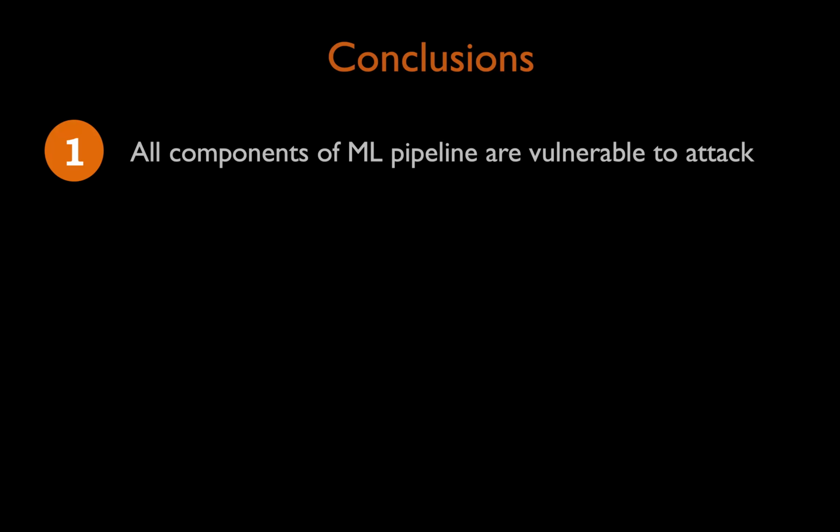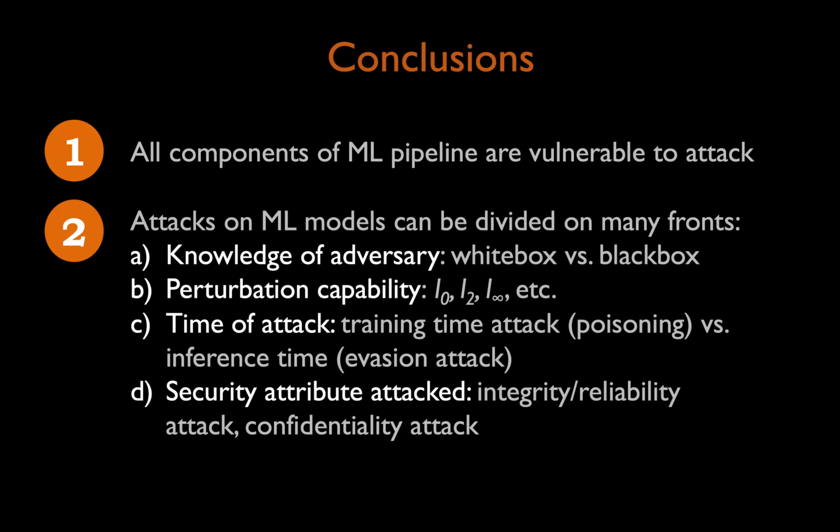So let me now conclude this presentation on the taxonomy of attacks on machine learning and deep neural network models. We saw that all components of the machine learning pipeline are vulnerable to attack. We also saw that the attacks on ML models can be divided on many fronts. So we can divide according to the knowledge of the adversary. The adversary may be white box or black box. We can also classify according to the perturbation capability. We may have an L0 constraint or an L2 constraint or an infinity constraint.